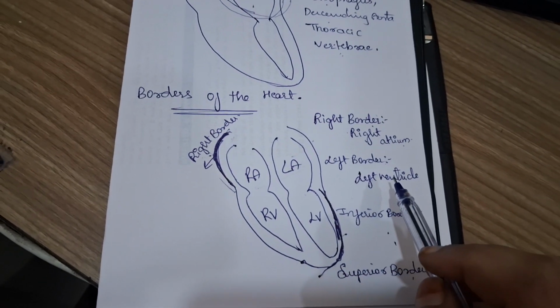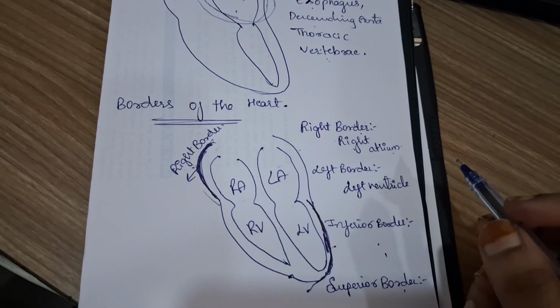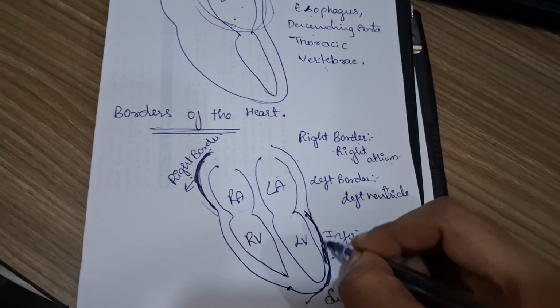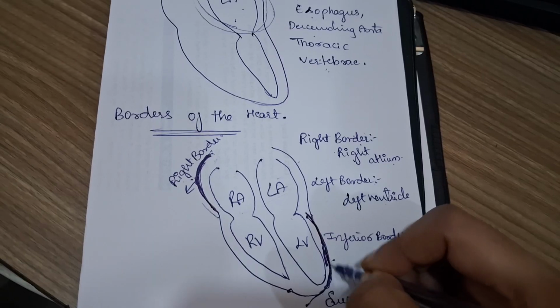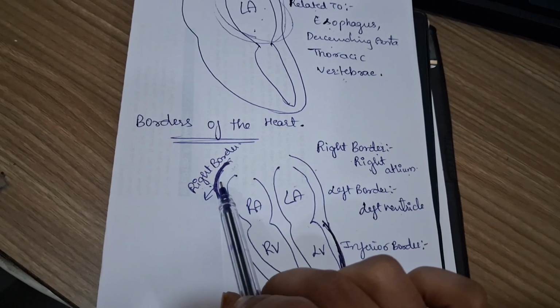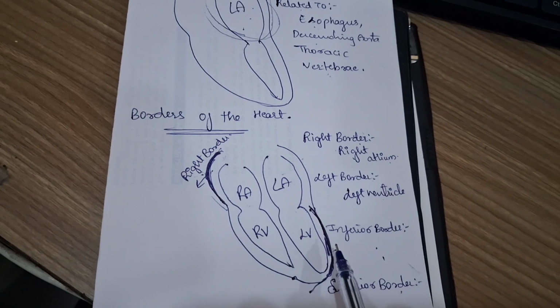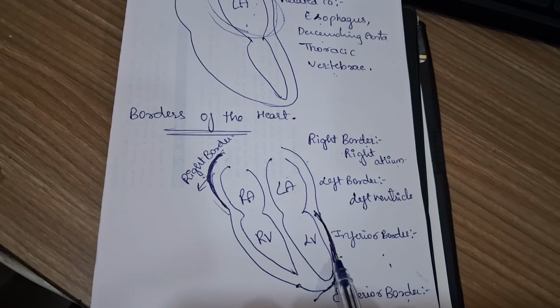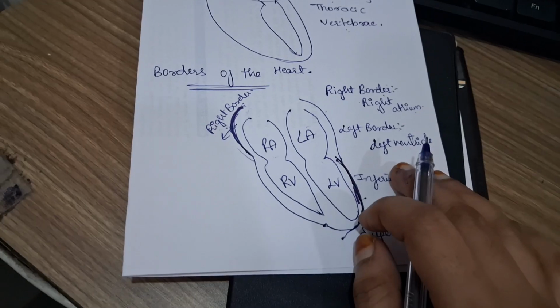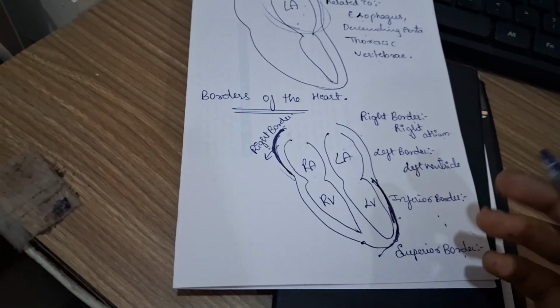and also formed by the left auricle, but majorly formed by the left ventricle. Understood? So this is the left ventricle, the left border. So the right border is formed by the right atrium, the left border by the left ventricle. The inferior border is mainly formed by the right ventricle.